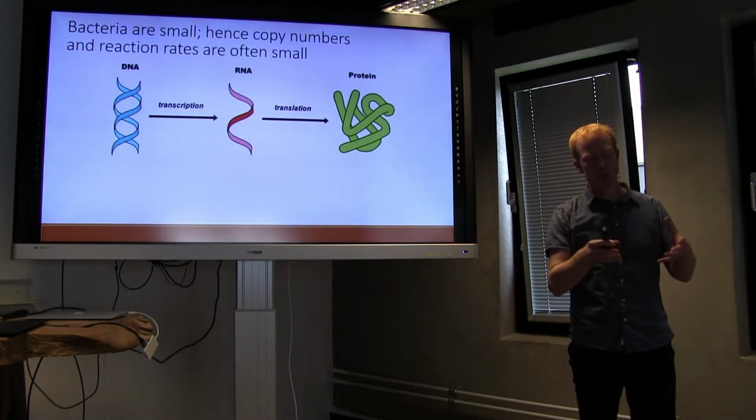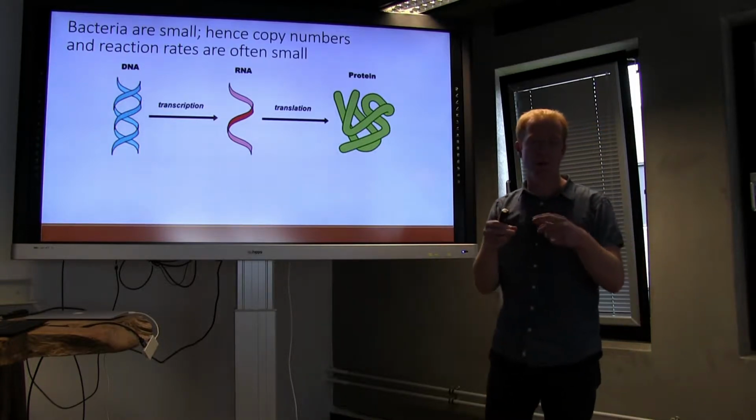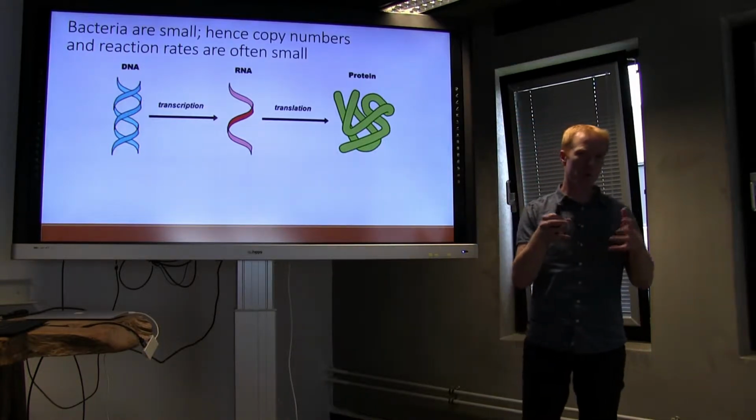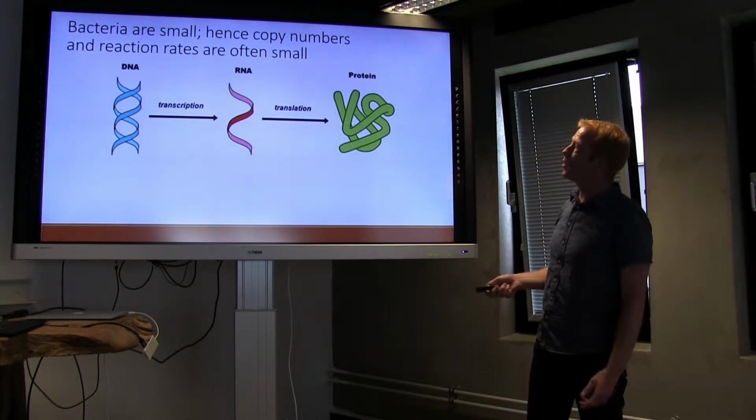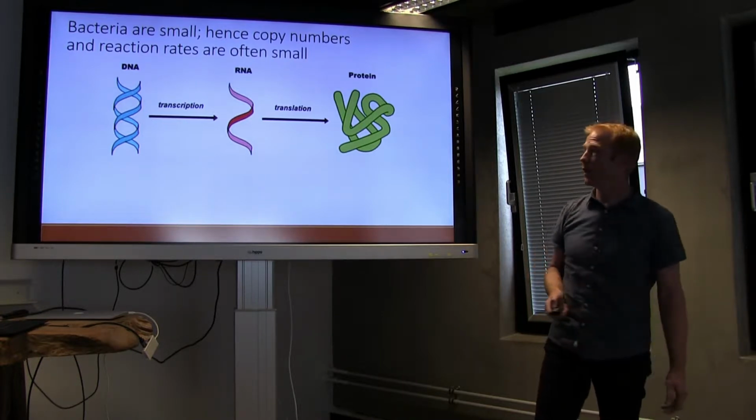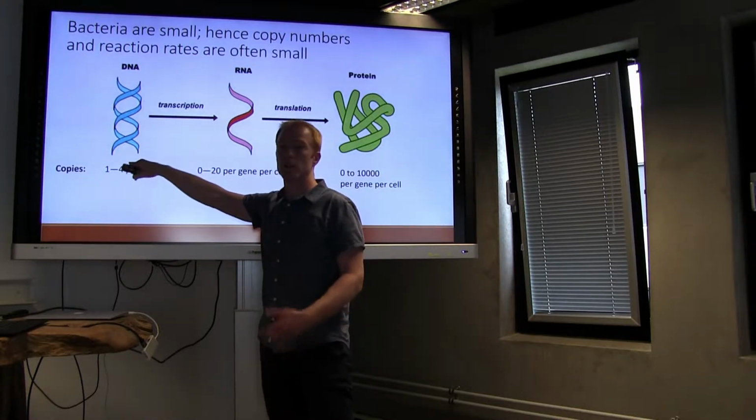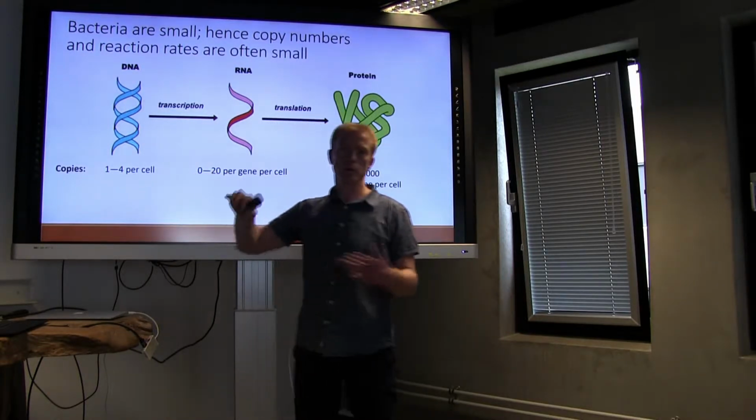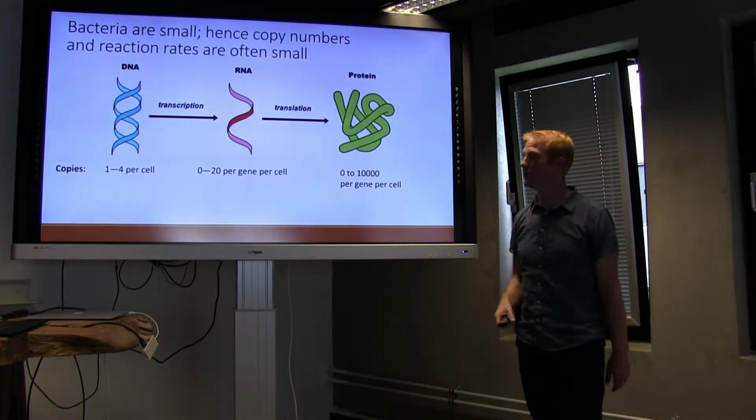And now it's important to realize that bacteria are really small. They're usually about 1 micrometer in width. E. coli is about 2 or 3 long, so they're really kind of small. And hence the copy numbers of many of these proteins in one cell are actually very low. So for instance, each gene on the DNA is present in 1 to 4, in extreme cases 8 copies in the cell, so it's a very low copy number.